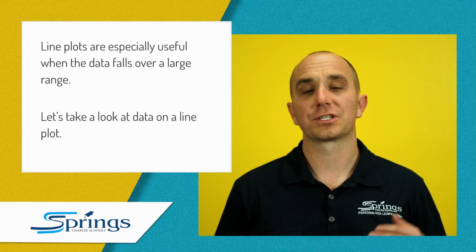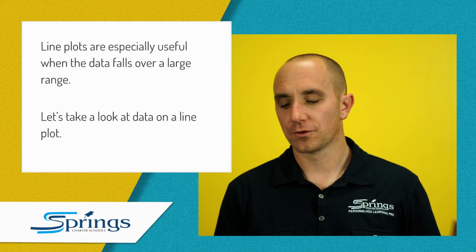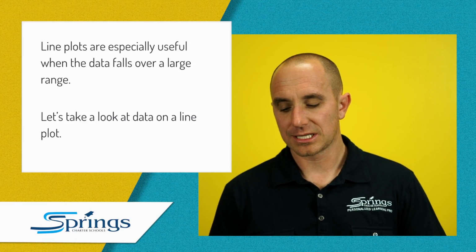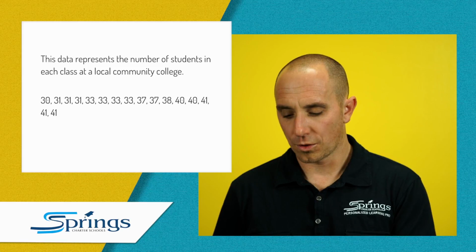Line plots are especially useful when the data falls over a large range. So let's take a look at a line plot and look at how we build one. The data represents the number of students in each class at a local community college. You will probably remember this from a few days ago. We had our range from 30 all the way up to 41, and each time they took account of how many people were in the class, they recorded the number. And you can see here it's organized in numerical order.